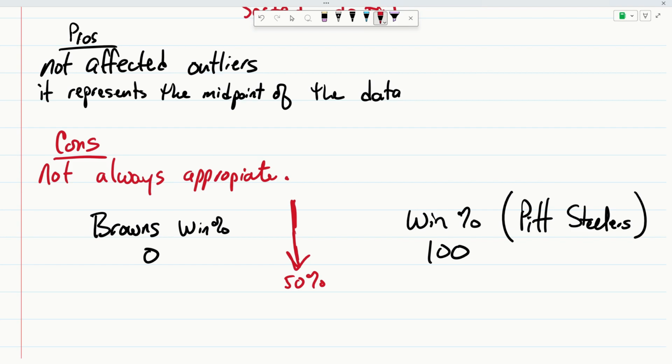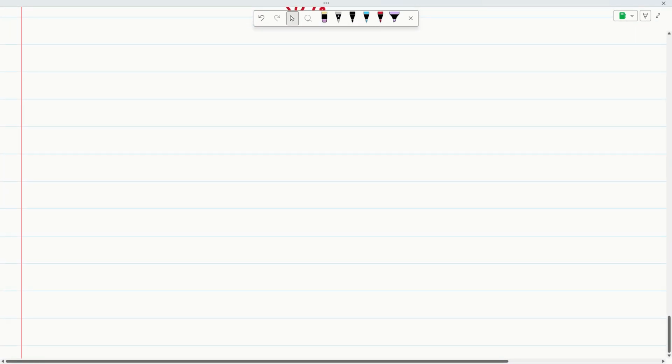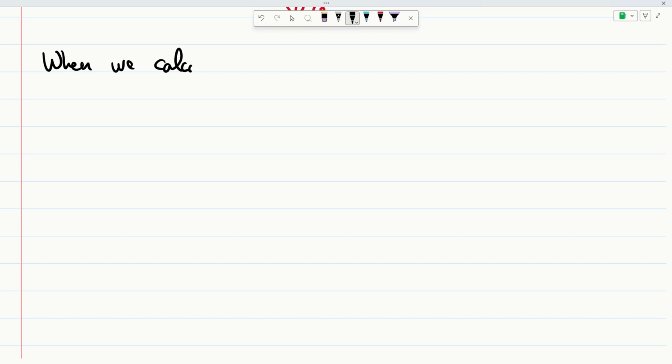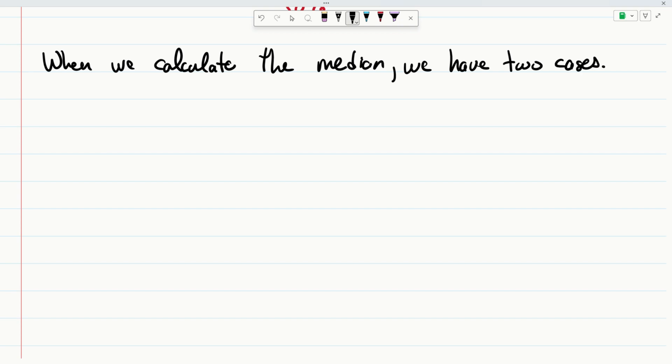So let's look at an example of the median. Now, there are two cases we have to worry about when we calculate the median. The first case, case 1, is when n is odd. Now remember, n is the number of data values. So here's a situation. I'm going to sort the data.